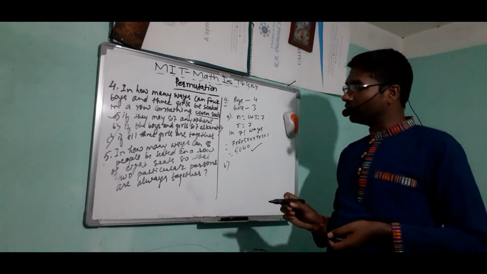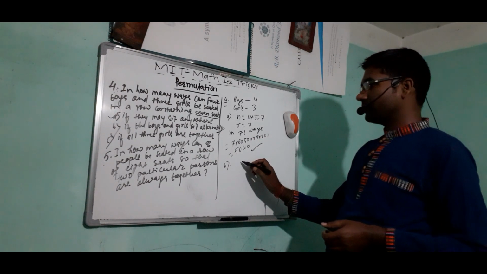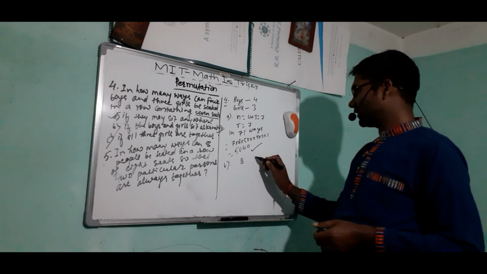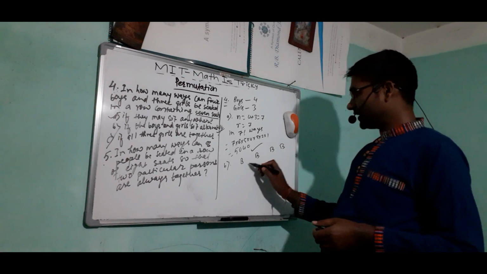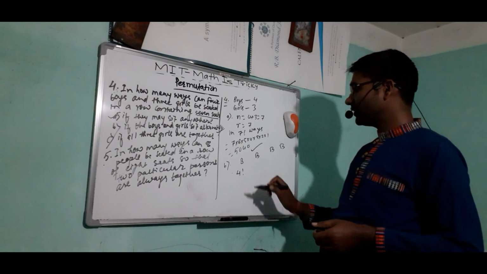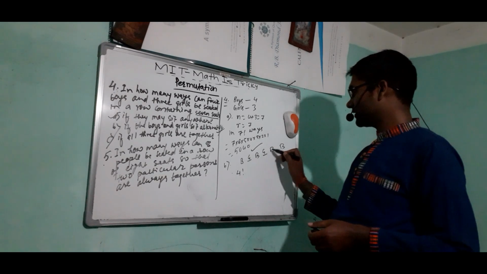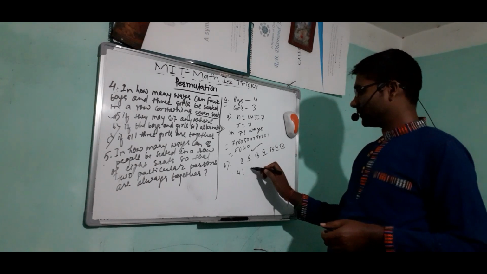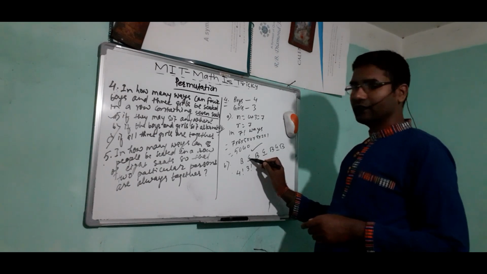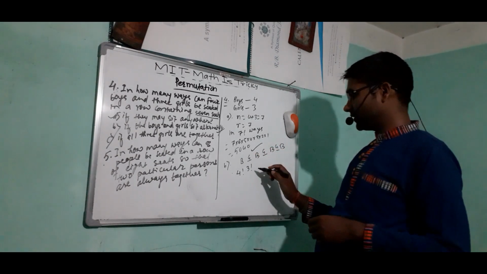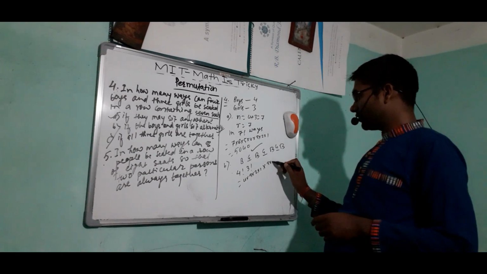For B, if the boys and girls sit alternately, let's sit the boys first. Arrange 4 boys: B, B, B, and B. There are 4 boys. Boys can sit here in 4 factorial ways. Now for the remaining girls, they have to sit in between. So first, second girl. They can sit in 3 factorial ways, because this is the arrangement: 2 boys will be there, and in the middle 1 girl will be there, so that they are sitting alternately. So it will be simply 4 into 3 into 2 into 1 into 3 into 2 into 1.